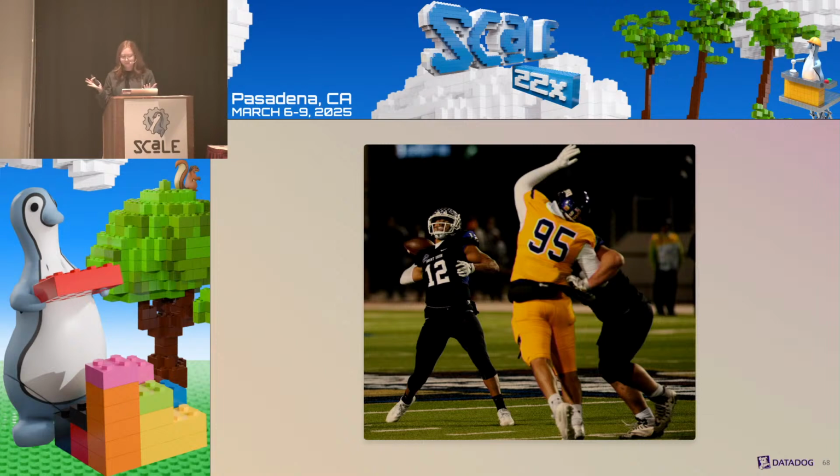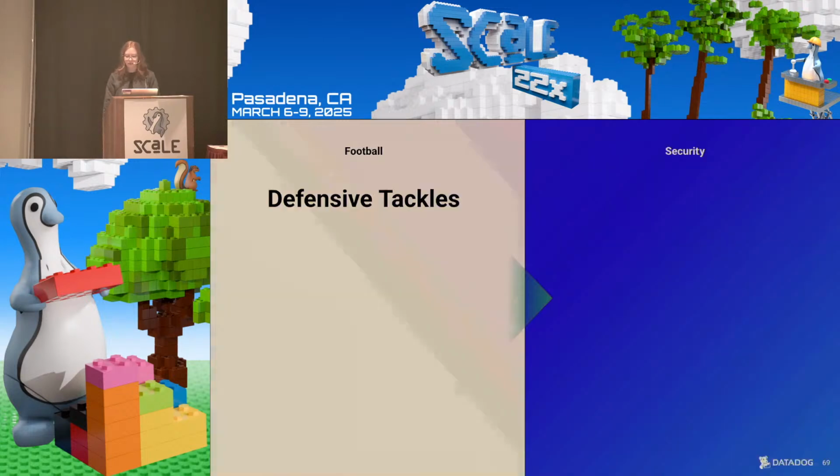So you probably don't recognize these players because I've got no clue who they are. But I can tell you this is probably the defensive lineman who has his arm raised, trying to swat down or block the ball that the quarterback is trying to throw. But I digress. So let's start off with talking about our defensive tackles.